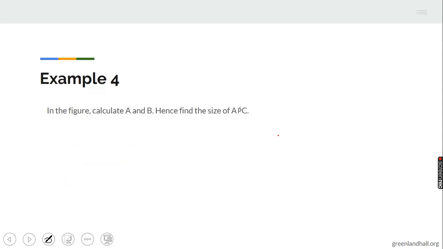Now, let's look at this particular problem that I have here. I have this diagram. Checking maybe the space.